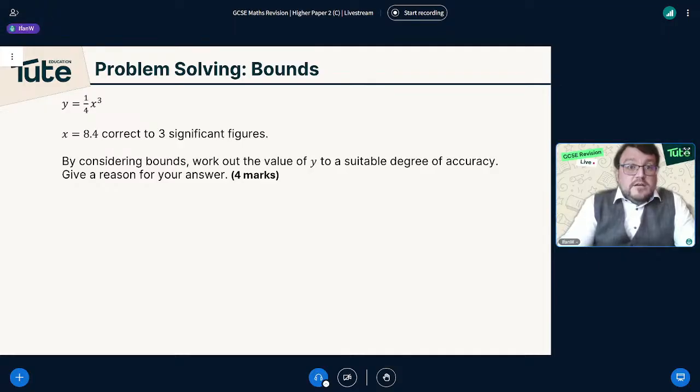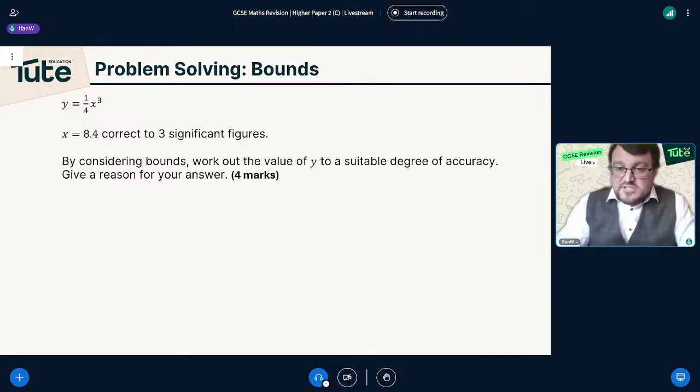Right then, I think I've got just about enough time before our question and answer section to do this question. So y is equal to 1/4 x to the cube. X is 8.4 correct to 3 significant figures. We've seen that before, we saw it earlier on, didn't we? Correct to 3 significant figures means that that number has been rounded already.